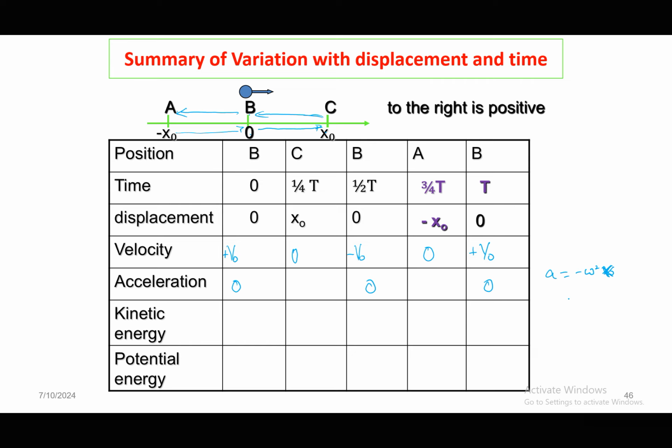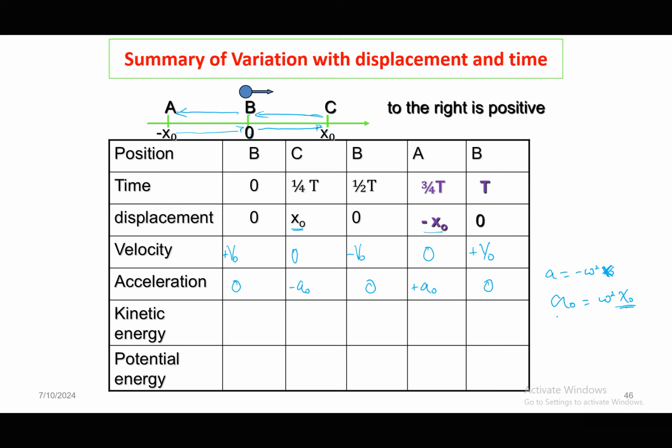However, when the displacement is positive, the acceleration is negative. When the displacement is negative, the acceleration is positive, because they are always in opposite directions. So here the displacement is positive, and we expect the acceleration to be negative. So this would be negative A naught. When the displacement is negative, we expect the acceleration to be positive. So this is going to be positive A naught, because maximum acceleration is equal to omega squared times x naught. So when displacement is maximum, the acceleration is maximum.